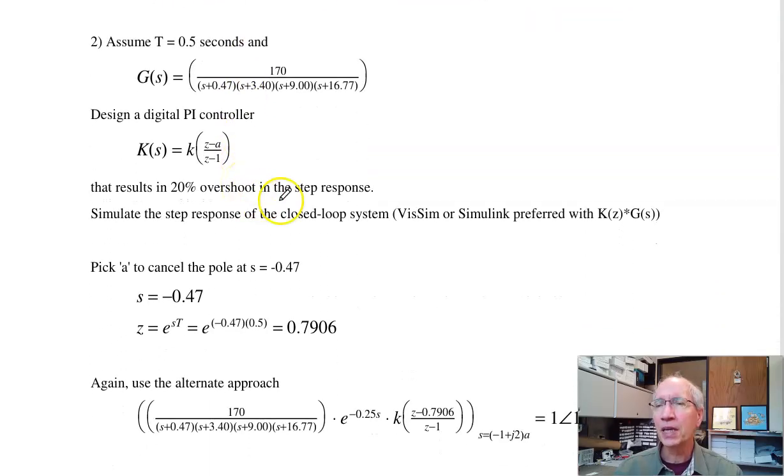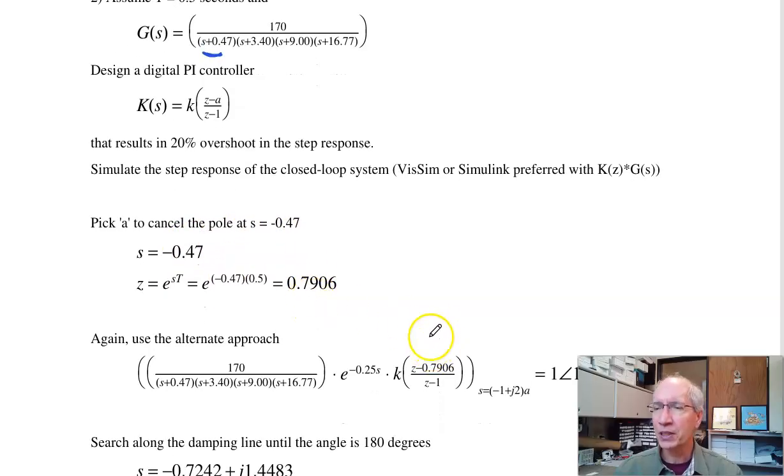Problem 2, design a PI compensator. In this case for PI, I've got a zero I can put anywhere I want. I'm going to pick it to cancel that pole, the slowest pole. Well, the slowest pole in the S-plane is minus 0.47, mapping to the Z-plane, 0.79. So here's the form of my compensator. Cancel the slowest pole, replace it with a pole at plus 1, integrator. Have the half sample delay for the sample and hold.